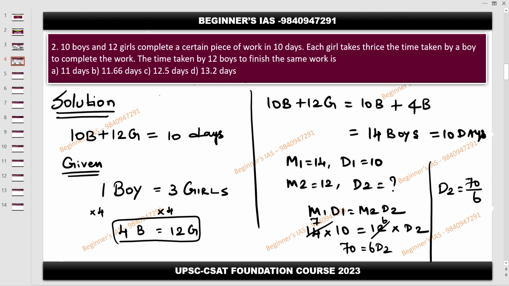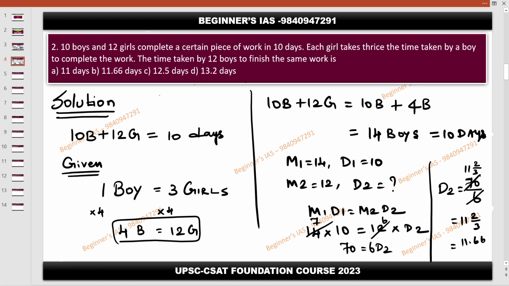Okay. If you divide this, obviously 11 times is equal to 66, then some remainder will be there. The remainder is nothing but 2 by 3. So as a mixed fraction, the answer is 11 2 by 3. That 2 by 3 is nothing but 0.66. So the answer is option B, 11.66 days. Does anybody have a doubt? Yes, sir. Clear?